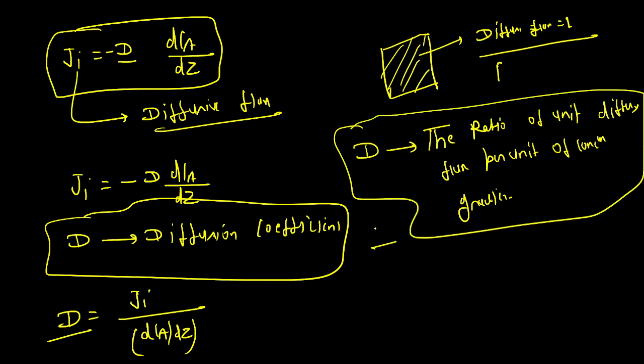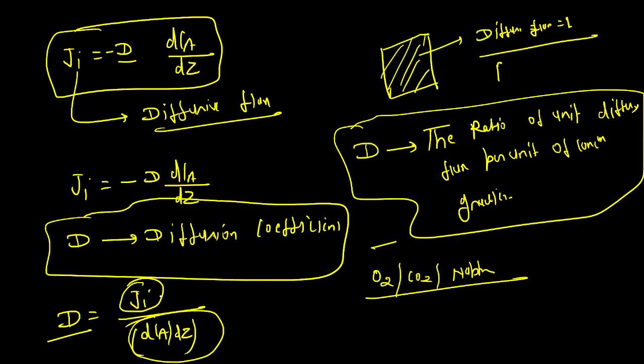So if you want to measure the diffusion coefficient of any particular substance, like oxygen, carbon dioxide, or naphthalene, then what will you do? For a particular diffusive flux, if the concentration gradient is unity, then in that condition that ratio will give you the diffusion coefficient. So from there, you can measure the diffusion coefficient of the particular substance. Now coming to the next point.